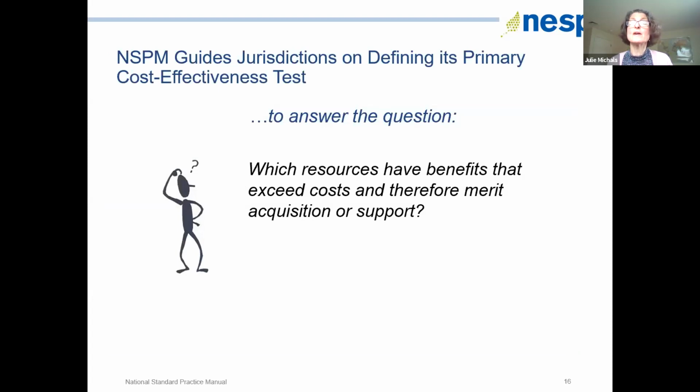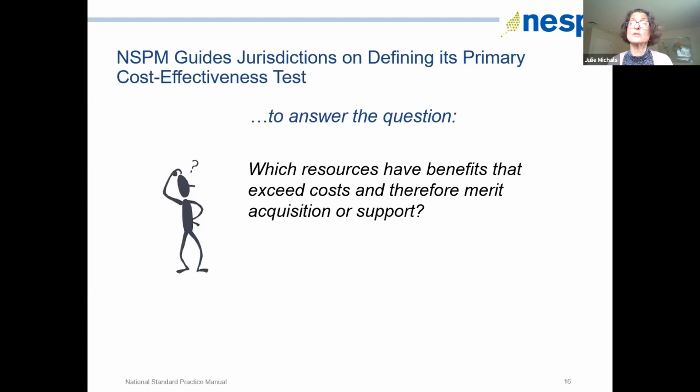And that is fundamentally different from something like a rate impact analysis, which focuses more on questions around equity, not so much focusing on benefits and costs of a resource, but equity across customers, and hence the delineation.